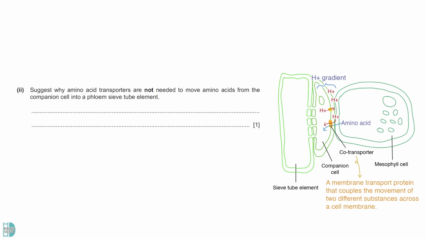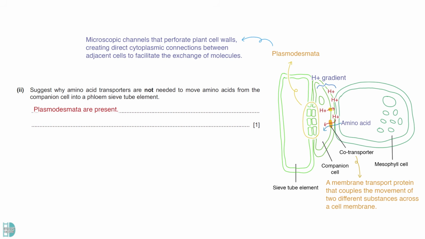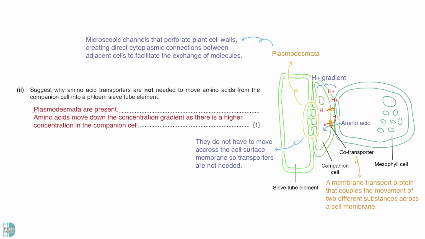2. Suggest why amino acid transporters are not needed to move amino acids from the companion cell into a phloem sieve tube element. There are many plasmodesmata between the companion cell and the sieve tube element. Plasmodesmata are microscopic channels that perforate plant cell walls, creating direct cytoplasmic connections between adjacent cells to facilitate the exchange of molecules. So, amino acids only have to diffuse across plasmodesmata down the concentration gradient. They do not have to pass through the cell surface membrane.